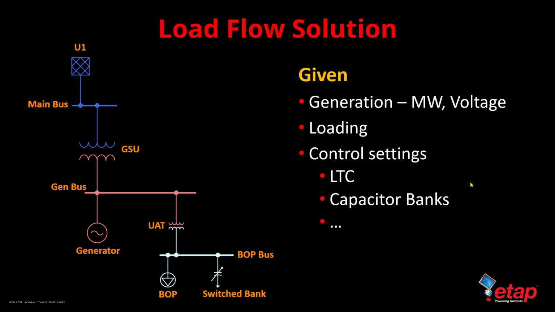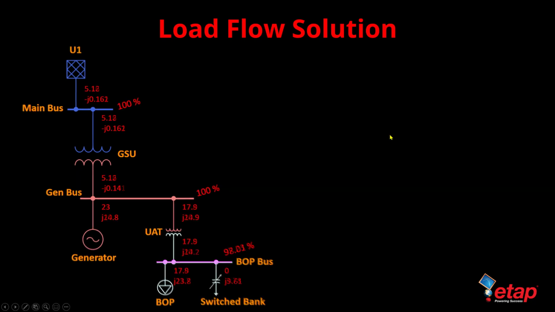In load flow, we are generally given megawatt and voltage of our power generating system. We also know our loading levels, and we can control certain settings such as load tap changers on transformers, capacitor banks, and many more. The load flow solution itself is an iterative process.